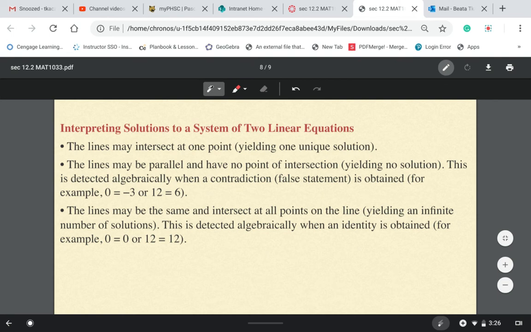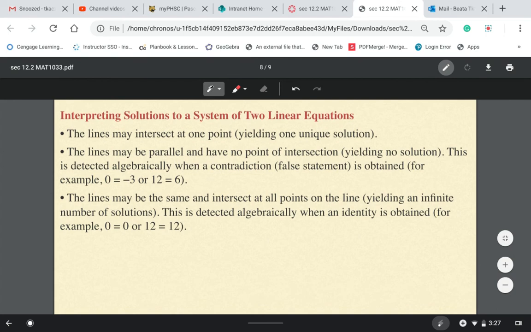So how are you going to know that the lines are parallel to each other? When you are solving, you end up with a contradiction, which is a false statement. Your variables will cancel when you're trying to solve it, and you will end up with, let's say, 0 equals -3 or 12 equals 6. Something that is false. So that means there's no solution. Those two lines in this example are parallel to each other.